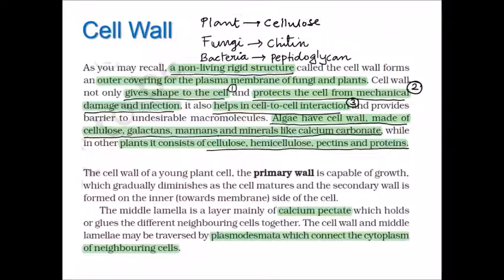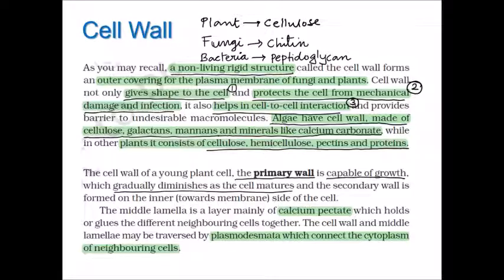So in case of a young plant, they have a very thin cell wall. The first cell wall is referred to as primary wall. The primary wall is the cell wall which is found in young plants, and this is the type of cell wall which can undergo growth. It is capable of growth. But when this young plant matures or becomes old, this primary cell wall will disappear or disintegrate. So it will gradually diminish as the cell matures.